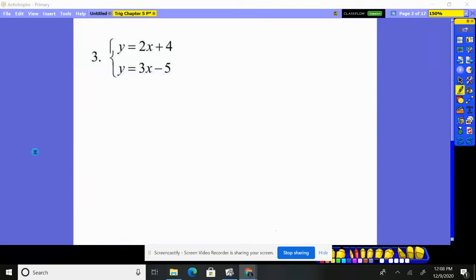Problem 3, it starts off y equals. Right away, I'm going to use substitution. I'm simply going to substitute 2x plus 4 into that y. Basically, 2x plus 4 is the same value as 3x minus 5.